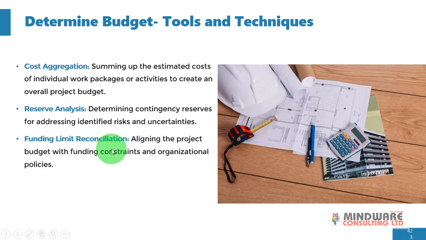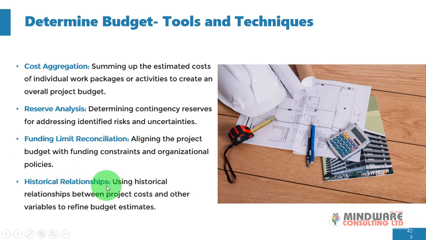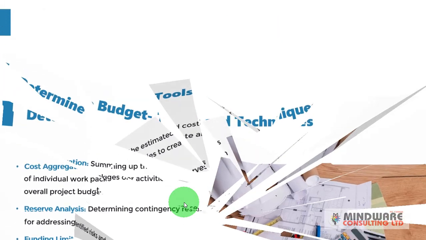Funding limit reconciliation, aligning the project budget with funding constraints and organizational policies. Historical relationships, using historical relationships between project costs and other variables to refine budget estimates. So these are the tools and techniques that we use: cost aggregation, reserve analysis, funding limit reconciliation, and historical relationships.